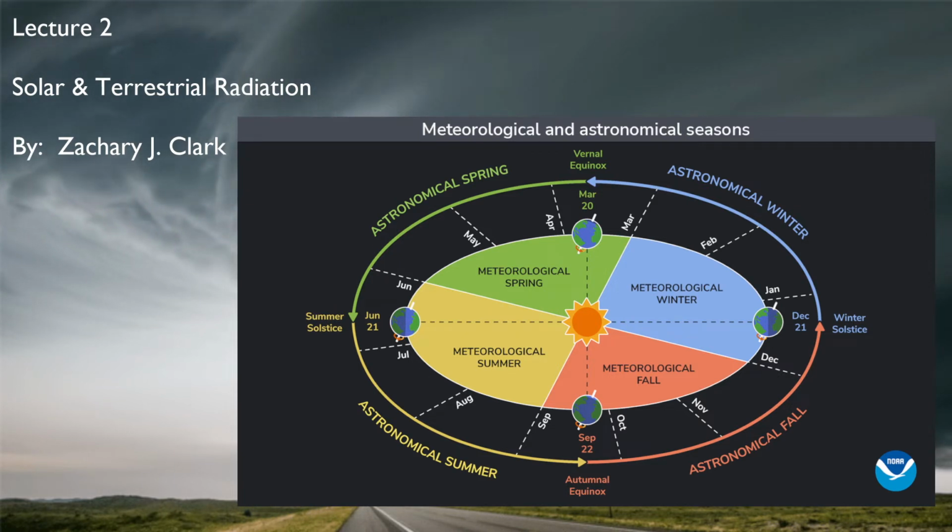Now, climatological seasons are actually defined from experience. So winter occurs December, January, and February. Spring occurs March, April, and May. The summer is from June, July, and August. And autumn is from September, October, and November.